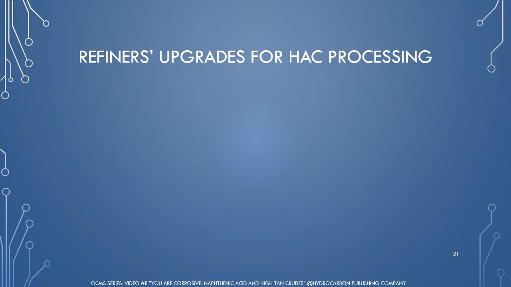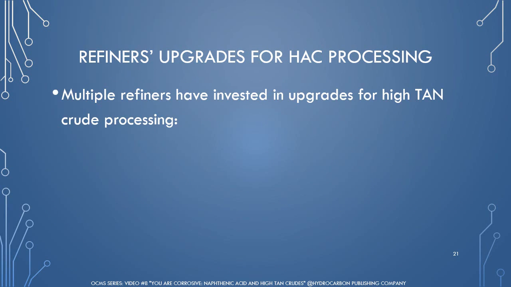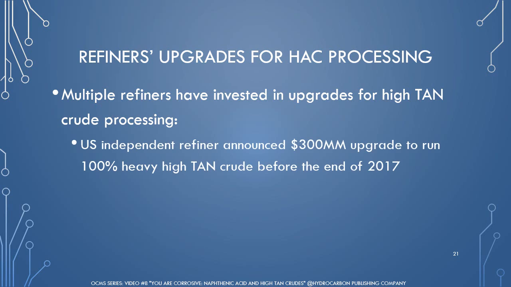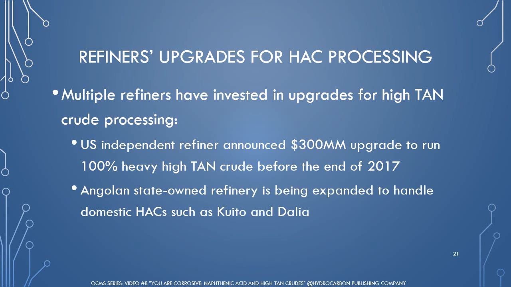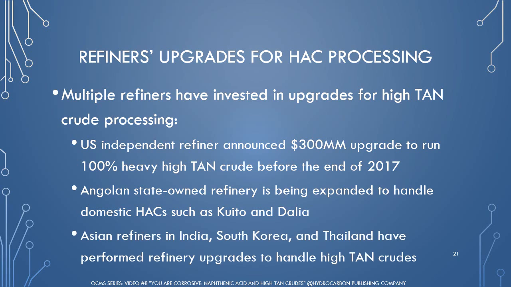Recently, multiple refiners have made investments into upgrades that would allow them to process high-acid crudes. A U.S. independent refiner has invested $300 million into upgrading its refinery so it can run 100% heavy high-TAN crude before the end of 2017. A state-owned refinery in Angola is being expanded so it can handle domestic heavy, acidic crudes, such as Kuito and Dalia crudes. In Asia, refiners in India, South Korea, and Thailand have upgraded refineries to increase HAC processing.